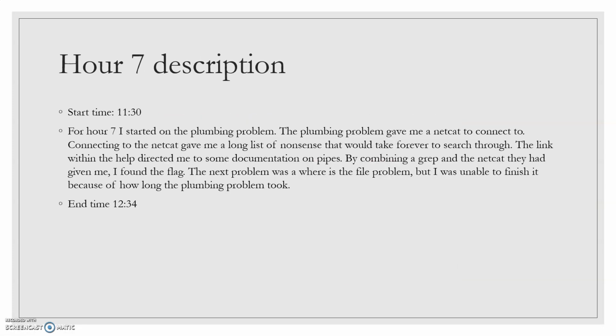Here's the hour 7 problem. This was plumbing. The plumbing problem gave me a netcat to connect to. Connecting to the netcat gave me a long list of nonsense that would take forever to search through, very similar to the greps and distinguisher problems. The link within the help directed me to some documentation on pipes. By using a pipe to combine a grep and a netcat they had given me, I found the flag.